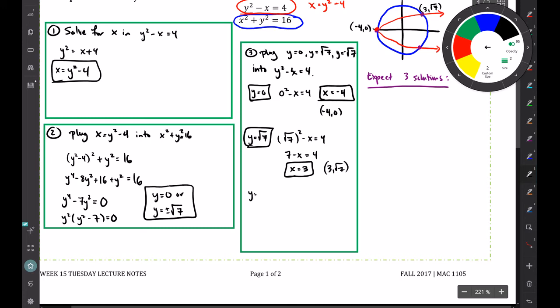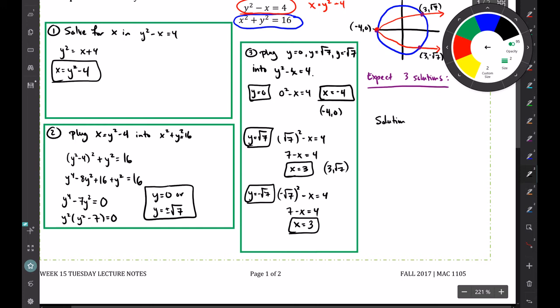And if I plug in negative square root of 7, then I'm going to get the same thing. So negative square root of 7 squared minus x equals 4. So that's 7 minus x equals 4. So x equals 3. 3, negative root 7. Okay, so then my solution set is those 3 points.